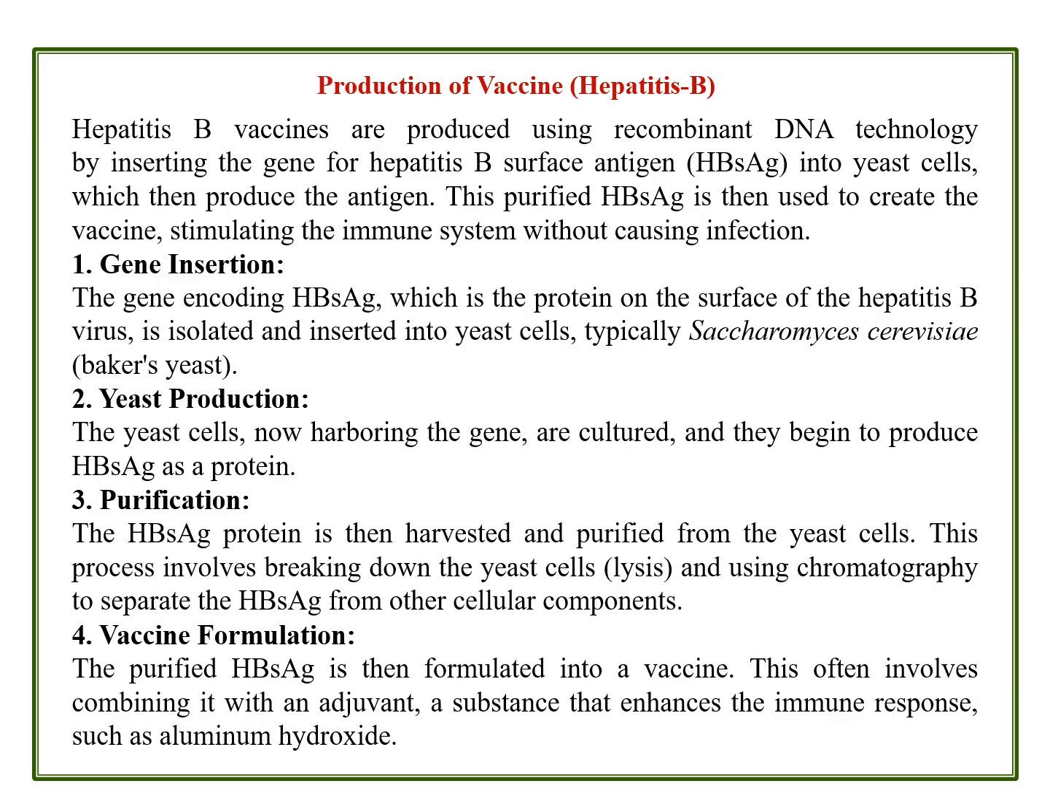Vaccine formulation. So this is the very important step during vaccine production. The purified surface antigen is then formulated into a vaccine. This often involves combining it with an adjuvant. An adjuvant is a substance that enhances the immune response, such as aluminum hydroxide. So by its own, it may not enhance the immune response.